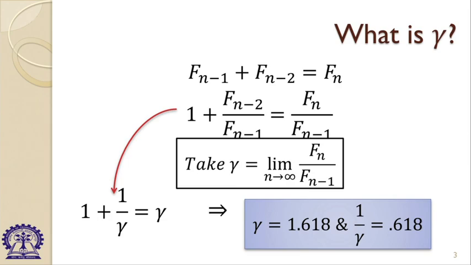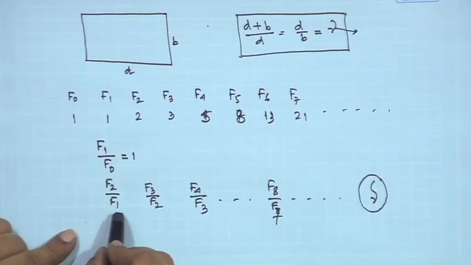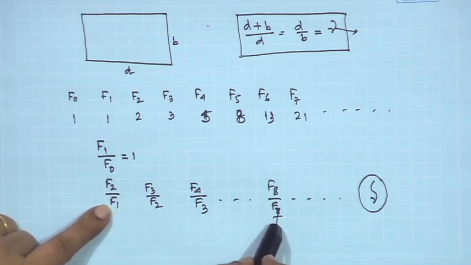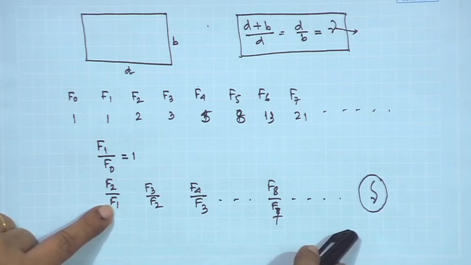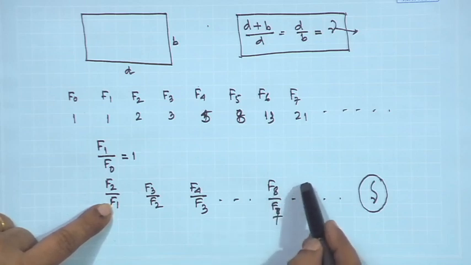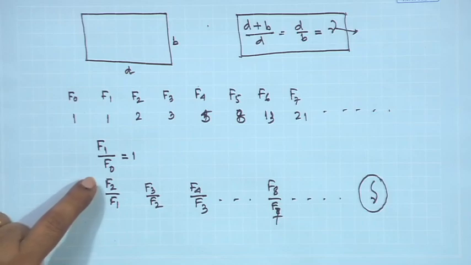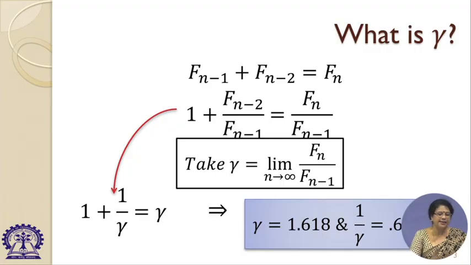Here also you will see the same thing. If we consider the ratios of the Fibonacci numbers in this way, fn by fn minus 1, limit n tends to infinity, you need not wait for a greater value of n, you will see that it will converge to 1.618. That is the beauty of gamma, and this gamma parameter we will consider in our golden section method.